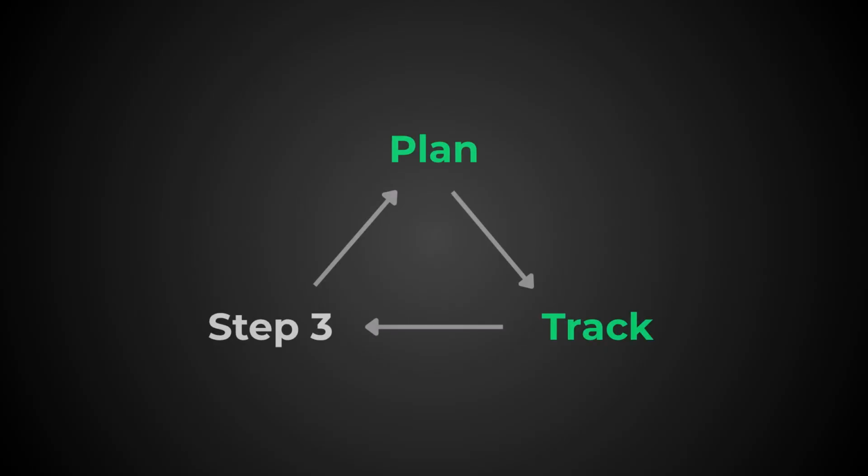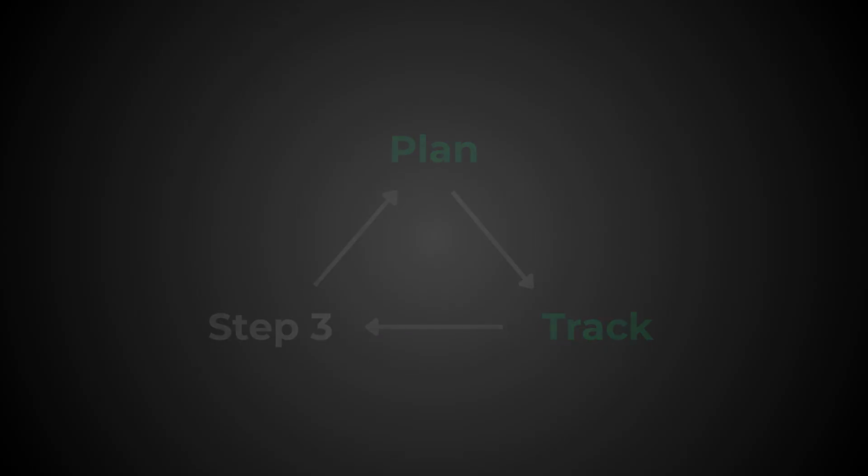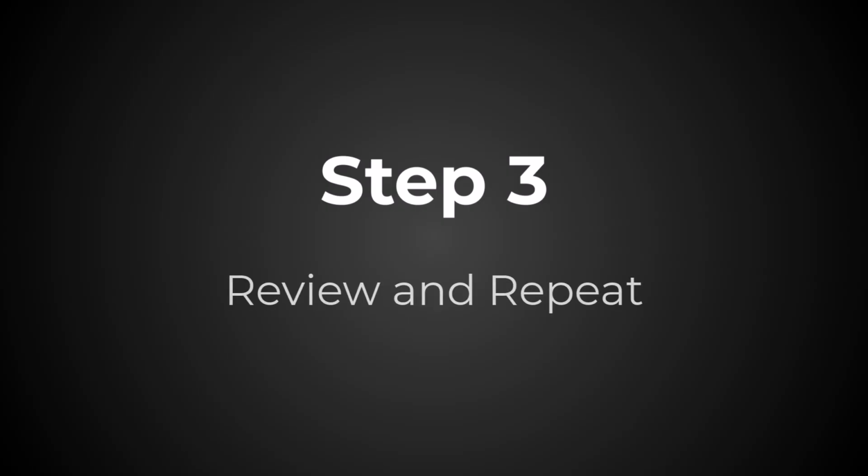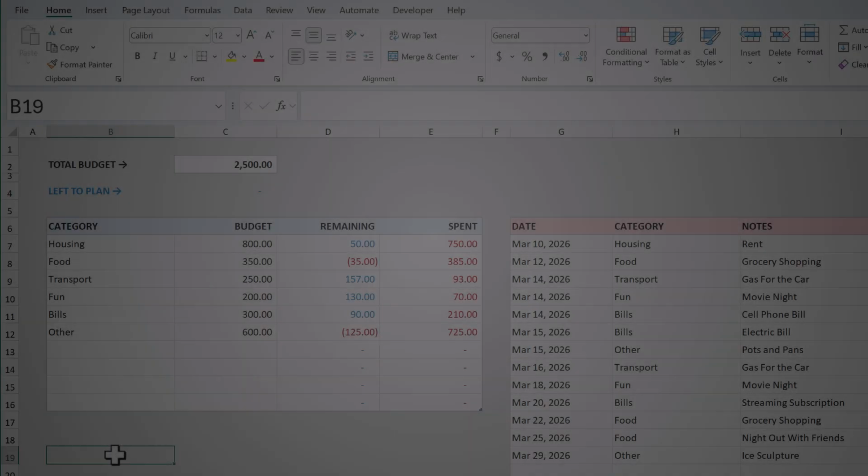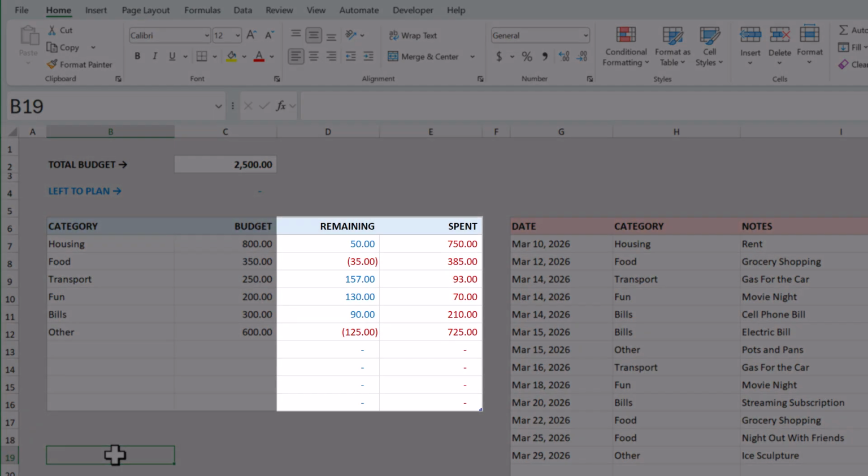All right, so you've made a plan and you're tracking your expenses. Now what? Well, step number 3, review and repeat. First, you look at your remaining and expense numbers. I know it seems obvious, but take a close look. Where did you overspend? Where did you underspend? And don't beat yourself up about it. Try to learn from it.